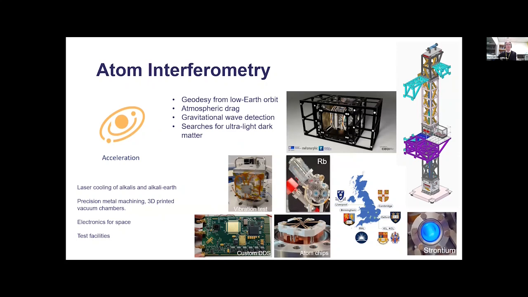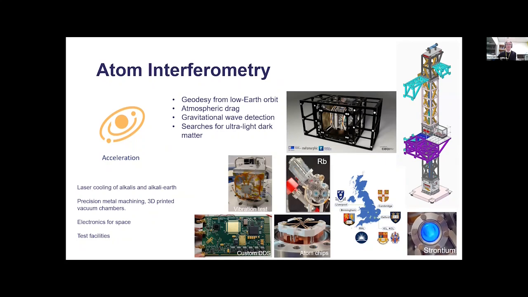So looking at the first of these, acceleration, we have quite a lot of activity in atom interferometry. So the applications of these are many and varied. So for example, we want to look at the effect of the sun on the Earth's atmosphere. So looking at atmospheric drag using accelerometers.